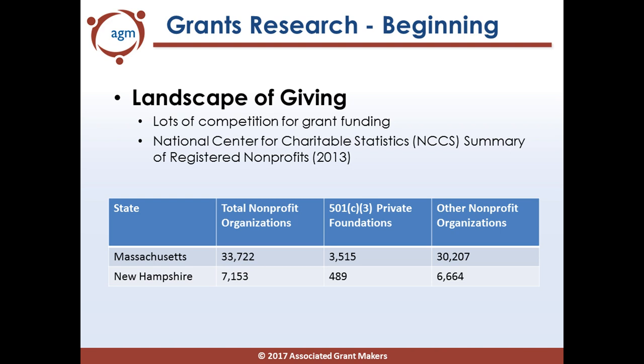These are numbers from, I think, 2013. It just gives you an idea of the number of foundations compared to nonprofits. In Massachusetts, there are about 3,500 registered foundations, lots of them smaller family foundations that have little staff, or small staff, or no staff at all potentially, compared to over 30,000 nonprofit organizations. So even in just Massachusetts, there are 10 nonprofits for every foundation.